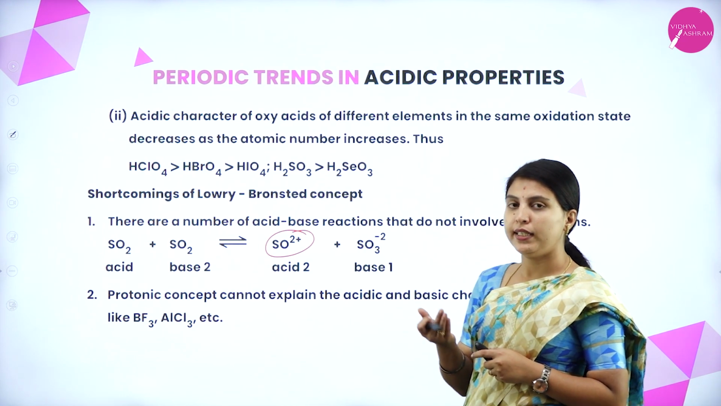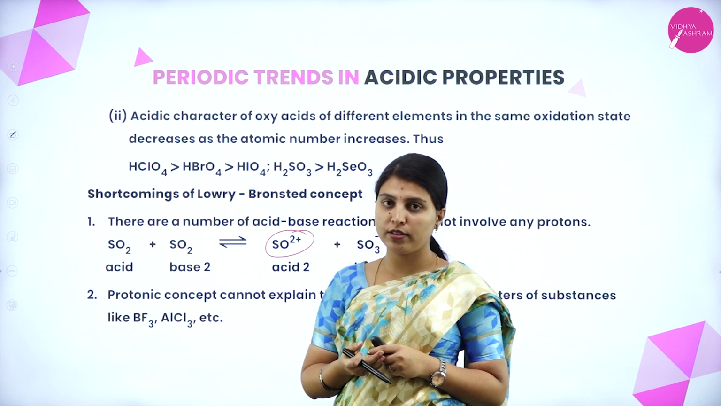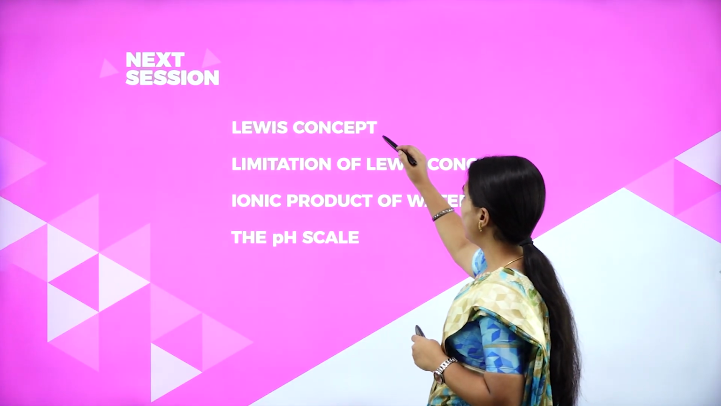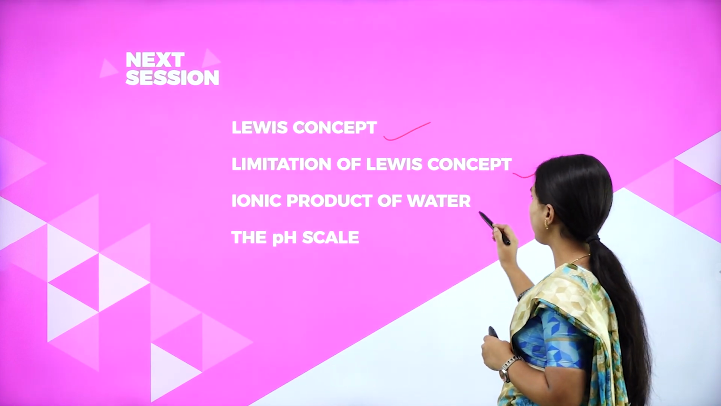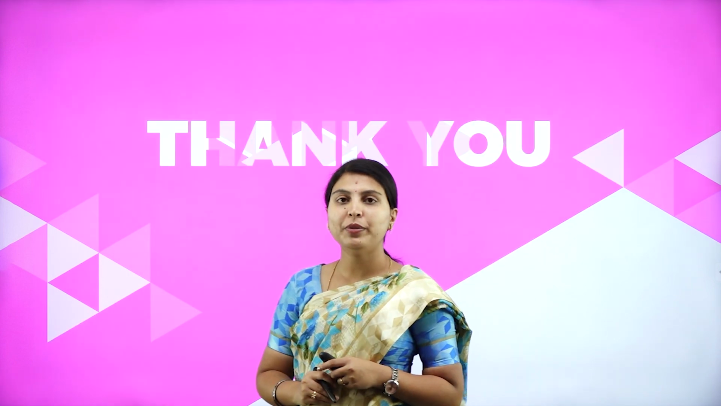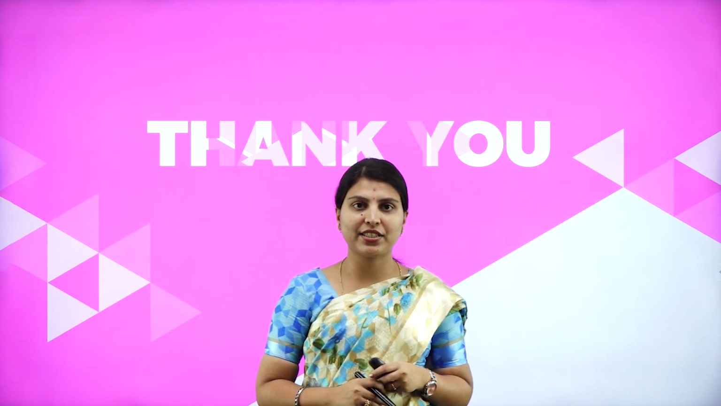This is about the Arrhenius concept and Lowry-Bronsted concept and also their limitations. In the next session, we will discuss the Lewis concept, limitations of the Lewis concept, ionic product of water and the pH scale. I hope you have understood completely whatever I have taught today. We will meet in the next session. Thank you.